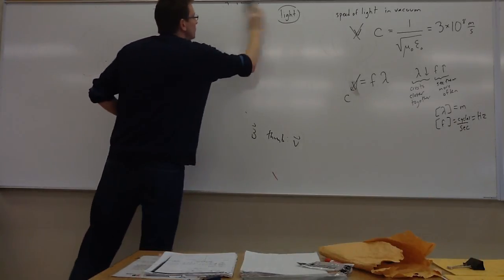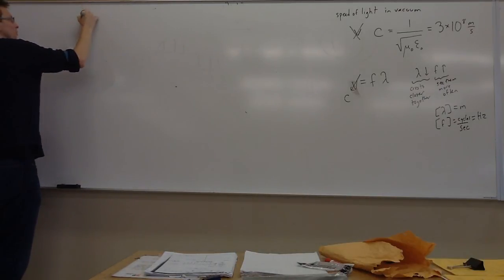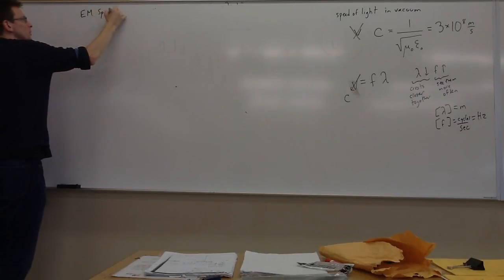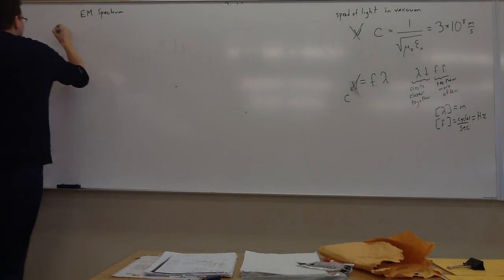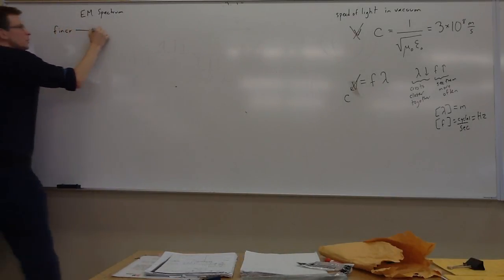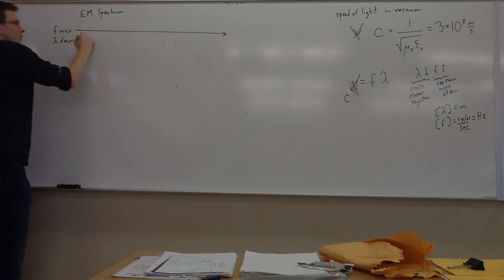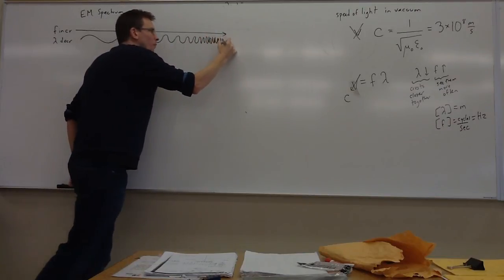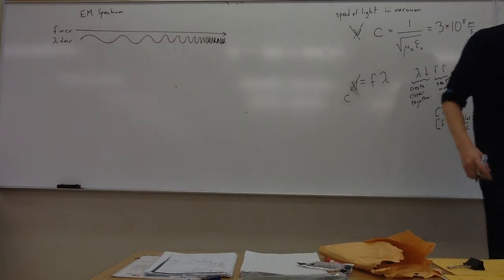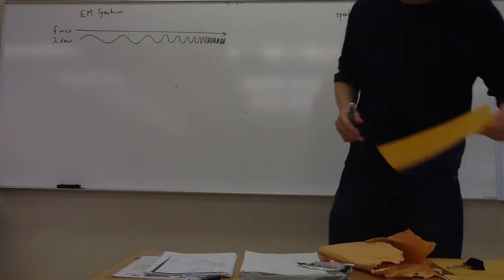So let me make a little bit of a sketch of that. So let's write down the electromagnetic spectrum. And I'm going to write it down in order of increasing frequency, and that, of course, means decreasing wavelength. So it would look like this. Okay. So let me give you some rough boxes.